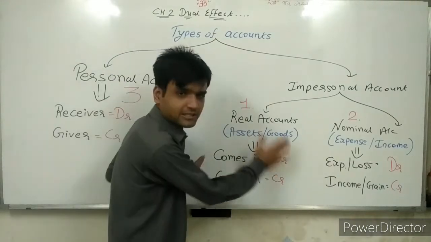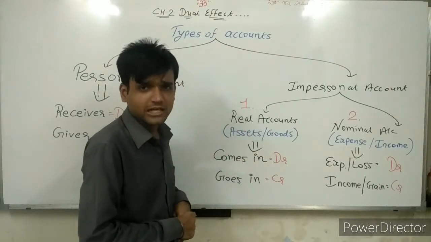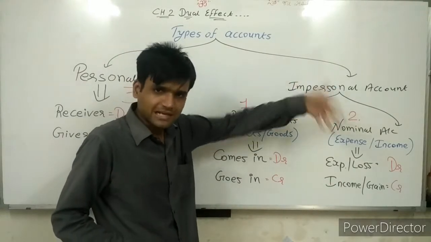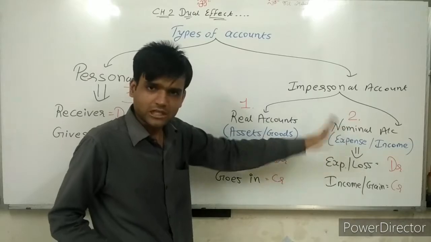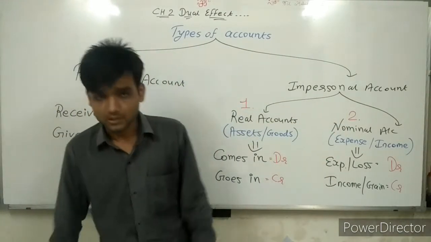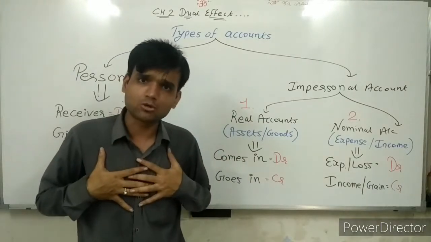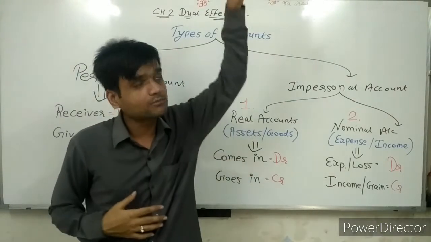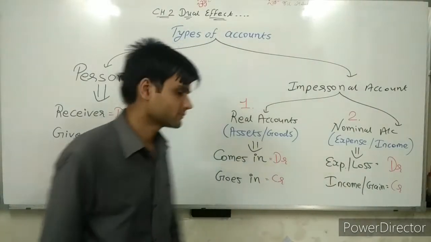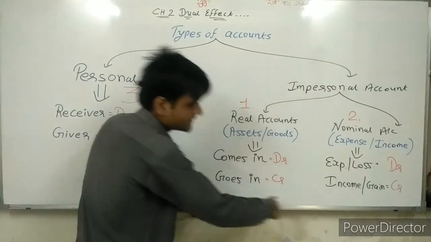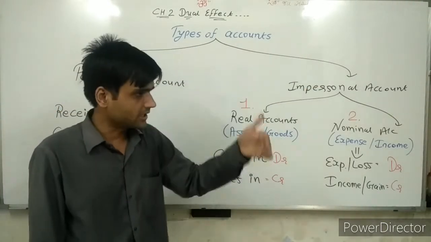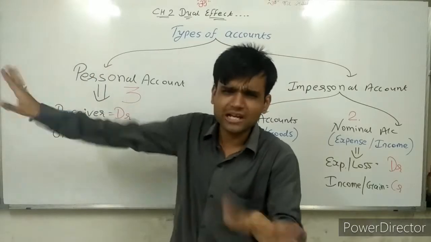If one thing is debited, the second not credited, then check if it is nominal, and if it is credited in nominal account as per the nominal account rule, then don't check personal account. These are the steps given by me only. So, what is the debit credit rule of real? Comes in debit, goes out credit. That's it.